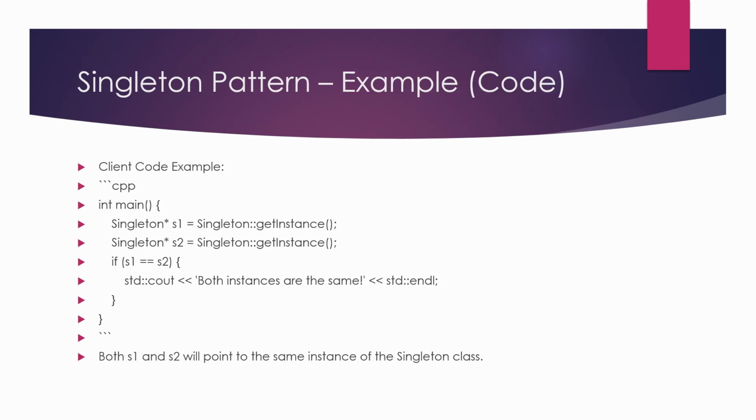In the client code, we can see how the singleton instance is accessed. Even if we call getInstance multiple times, both s1 and s2 will point to the same instance of the singleton class, proving that only one instance exists.